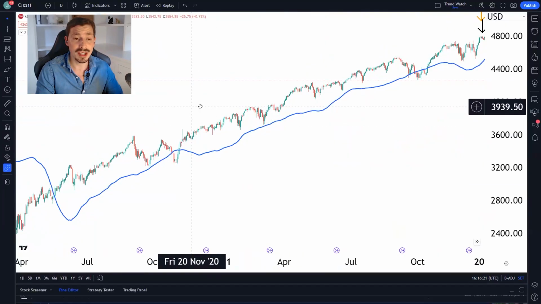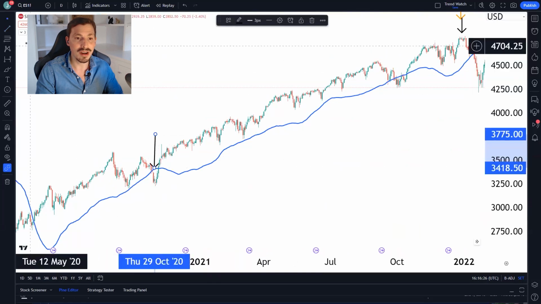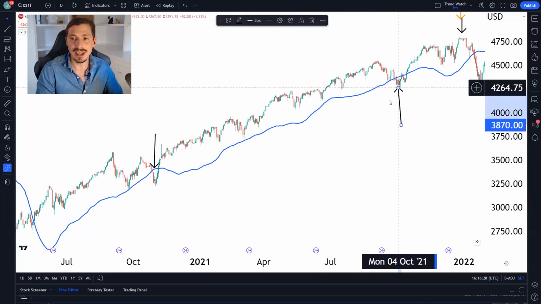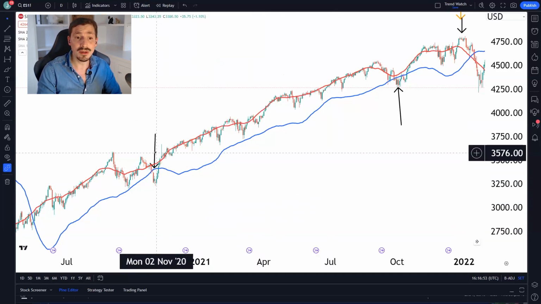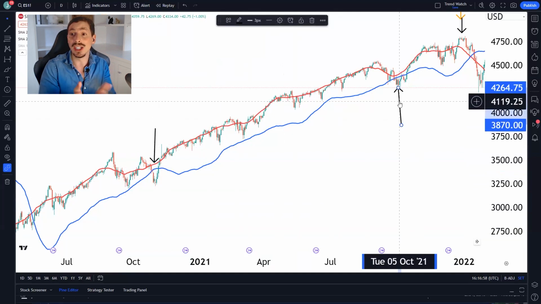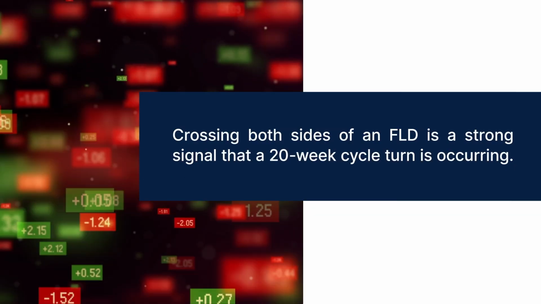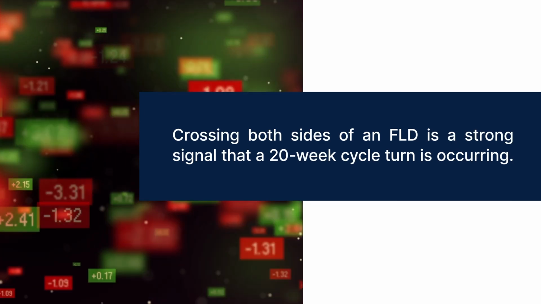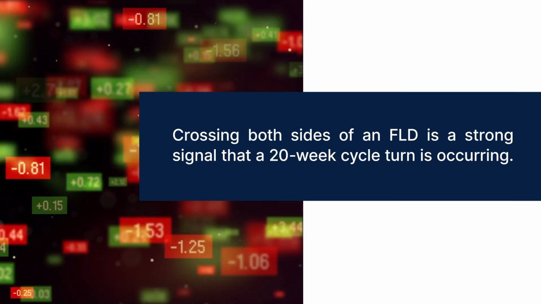Here in 2021, for example, there are only two occasions where the FLD is crossed. It's here and here. And if I bring up the filter, you can see that indeed, only on these two occasions where the FLD was crossed did the filter actually highlight a low for this cycle. So again, since filters have lag and you cannot use them in real time, you can instead use the FLD, and crossing both sides of the FLD or testing the FLD is oftentimes as good a signal that there is a 20-week cycle turn.